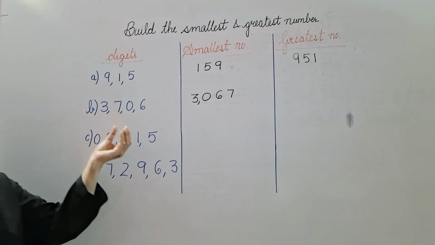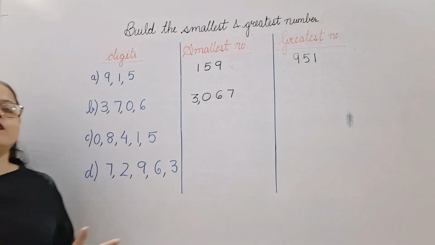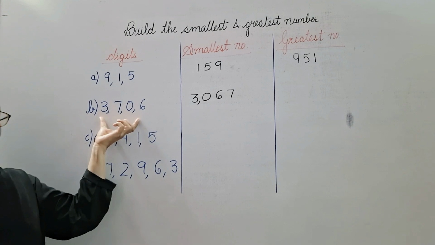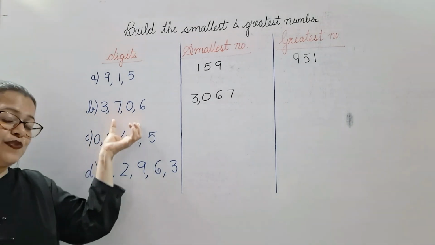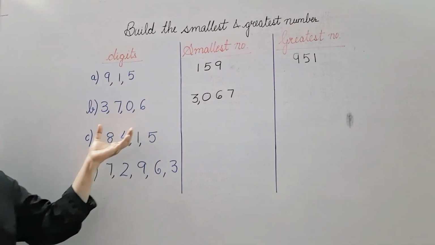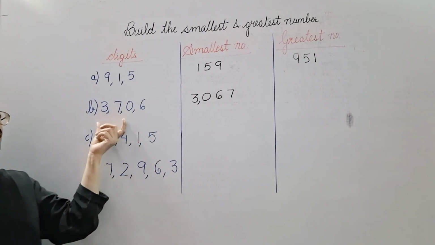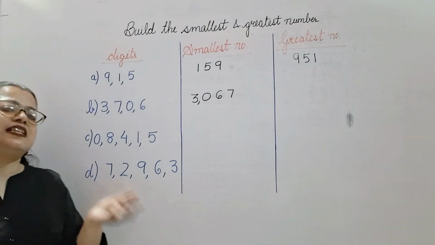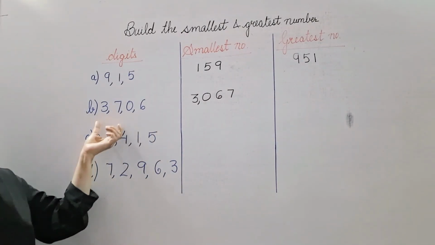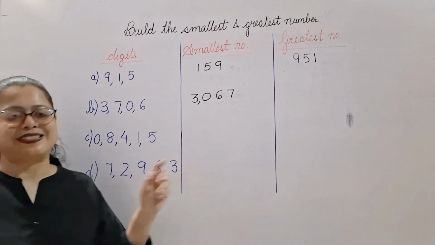So we are not going to start with 0 because 0 does not have any value before a number. And here 4 digits are given. यहाँ 4 digits दिए हुए हैं, तो हमको 4 digit का नंबर बनाना है. We have to form a 4 digit number. So after 0, the next smallest number is 3. So we are going to start with 3. उसके बाद हम लिखेंगे 0.